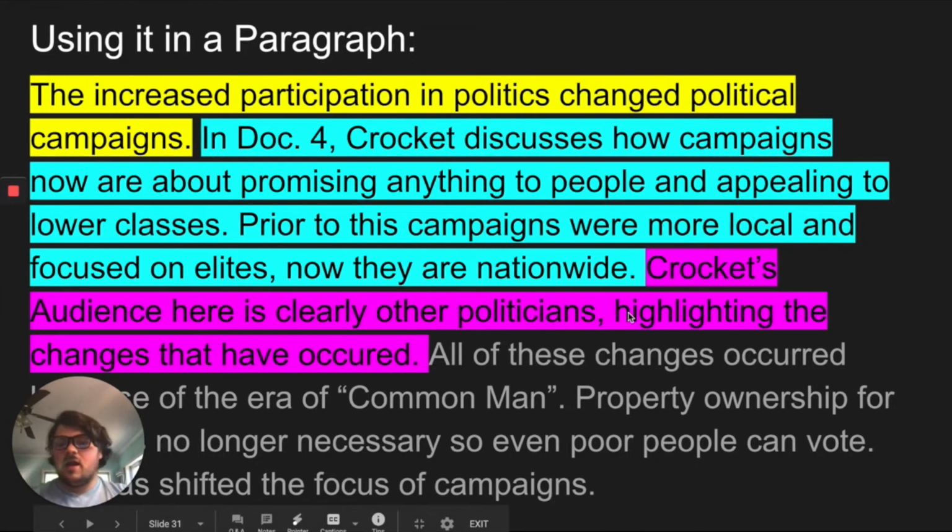Okay. The next piece of my paragraph is my HAPPY analysis. Remember, I only need one or two sentences here. It doesn't need to be long. I went with audience here. I said Crockett's audience here is clearly other politicians, highlighting the changes that have occurred, right? I'm saying Crockett is looking at these other politicians, telling them how to campaign in this new, modern, changed world.